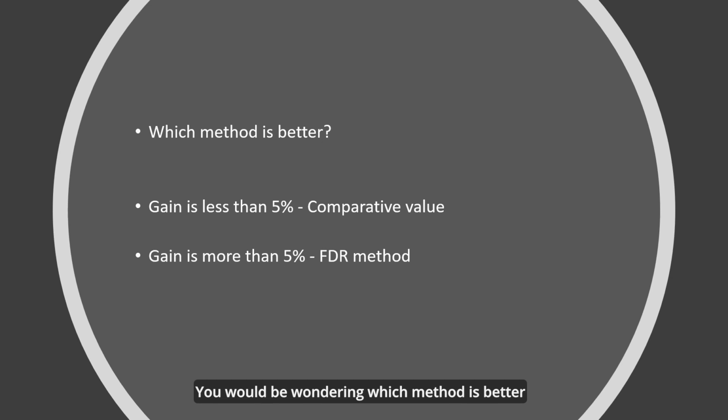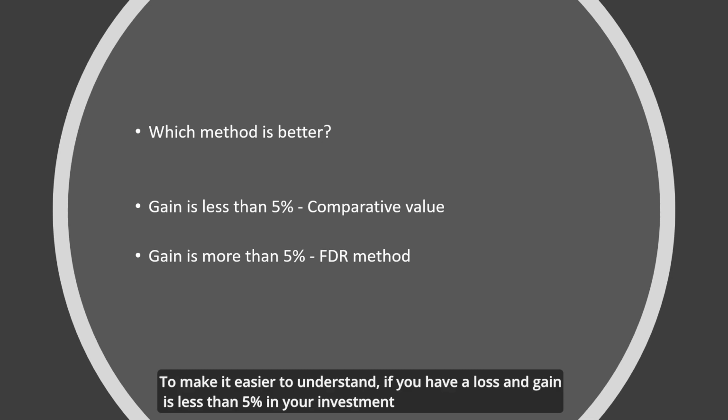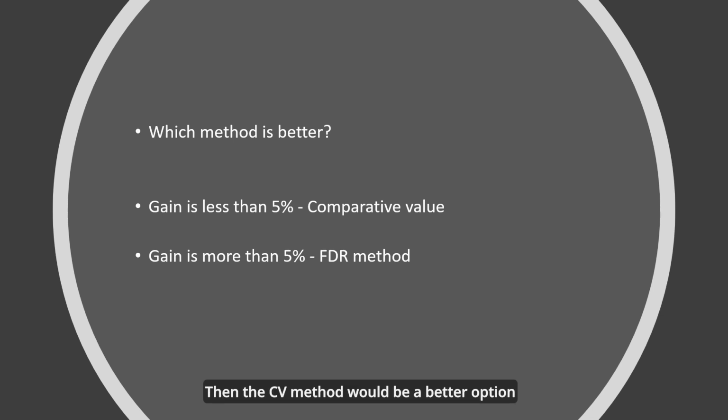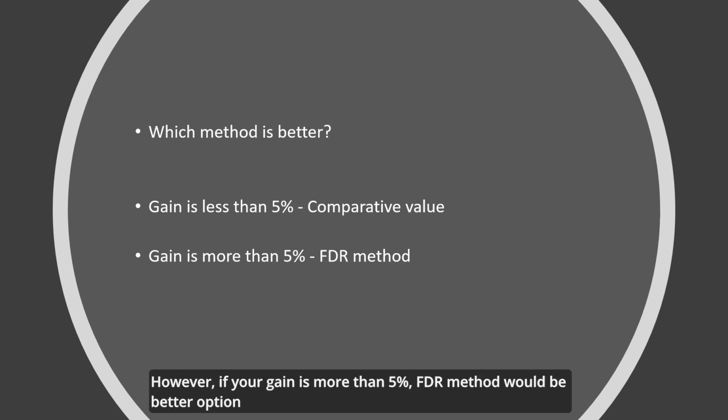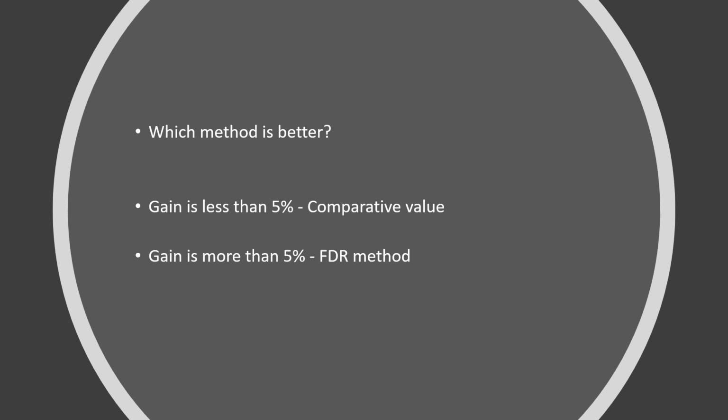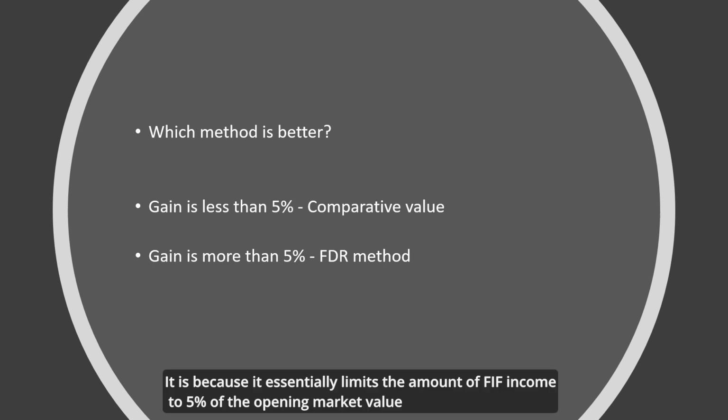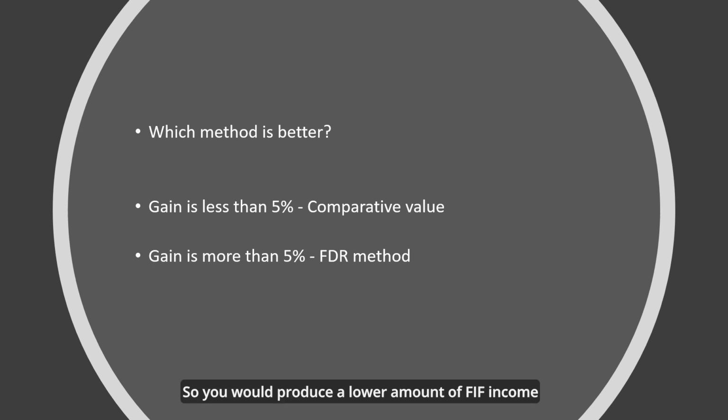So you will ask, which method is better? To make it easier, if your investment makes a loss during the year or the gain is less than 5%, then the CV method will be a better option because you will produce a lower amount of FIF income when you make a loss or gain less than 5%. Whereas if your gain is more than 5%, then FDR will be a better option because it essentially limits the amount of FIF income to 5% of the opening market value. So it will produce a lower amount of FIF income if your investment is more than 5% gain.